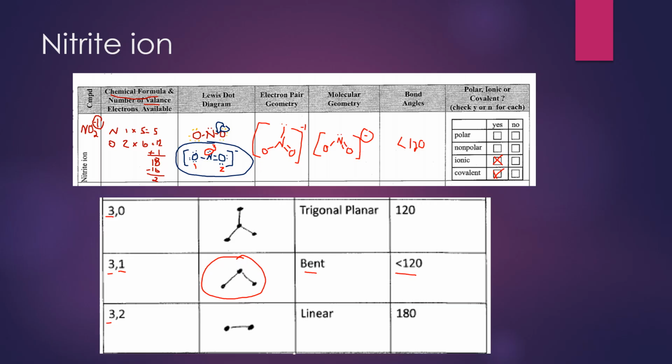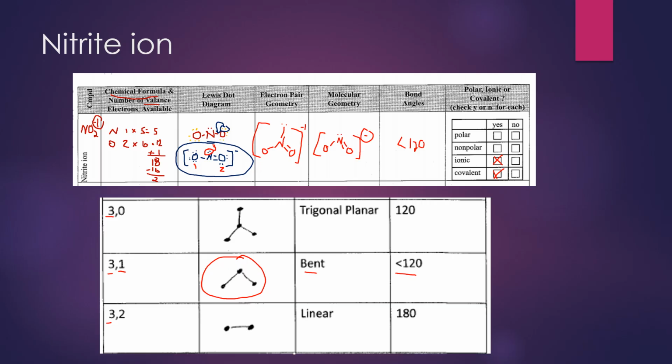Now the last is it polar or is it non-polar? So this is where you can use, on the previous slides, you can either do the dipole moment, if that way makes more sense to you, where you're figuring out which one's more electronegative and seeing if the arrows or the dipole moments cancel out. Or you can use the rules that we looked at.